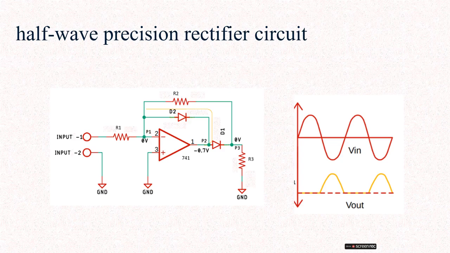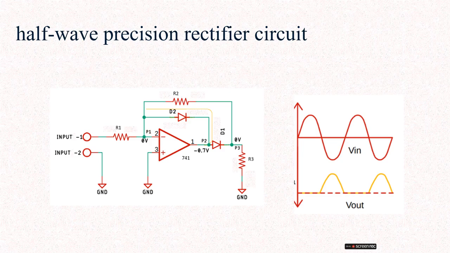At the output point P2, the op-amp output terminal 1, the voltage is negative 0.7 V, as the op-amp compensates for the diode drop. So there is no way that current can go to the point P3. That is how we achieve a 0 volt output whenever the positive half cycle of the signal is applied to the input of the op-amp.